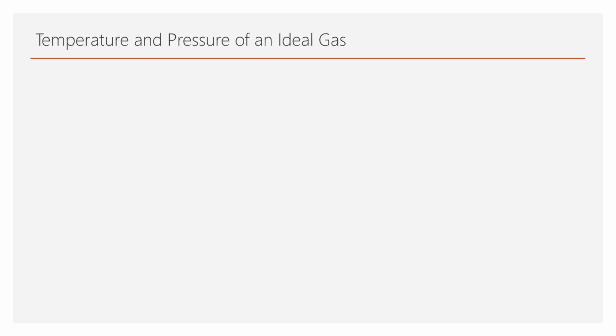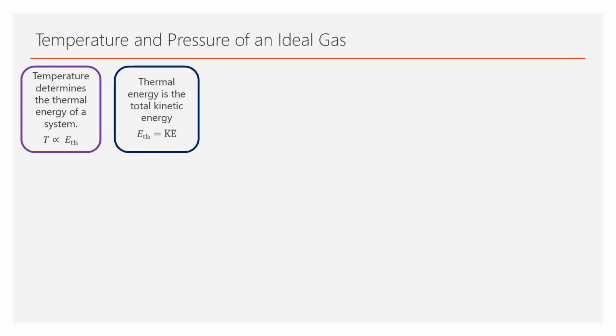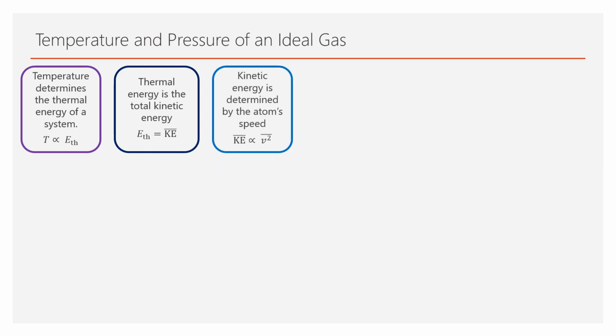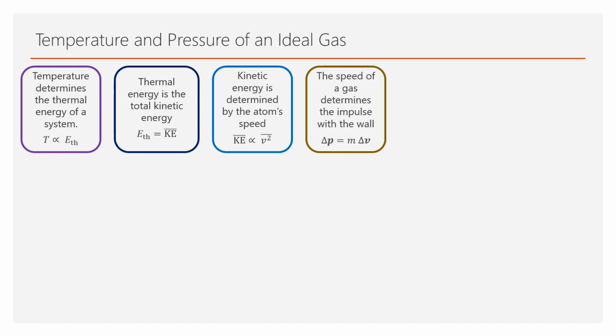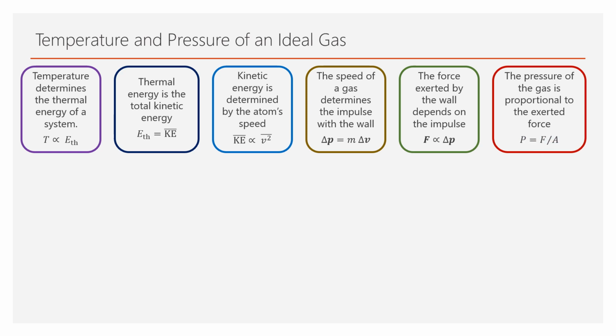Let's now look at the relationship between the temperature and the pressure of an ideal gas. We know that temperature determines the thermal energy of a system, and that thermal energy is just the total kinetic energy for an ideal gas. Kinetic energy is determined by the atom's speed, and the speed of a gas atom determines the impulse with the wall. And from the impulse momentum theorem, we know that the impulse is proportional to the force. And pressure is defined as a relationship between the force and the surface area. We can combine all these pieces of logic together to come to the conclusion that the pressure must be proportional to the temperature, and this is known as Gay-Lussac's law.